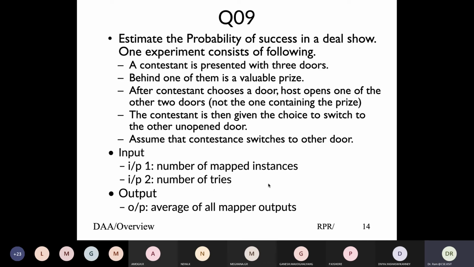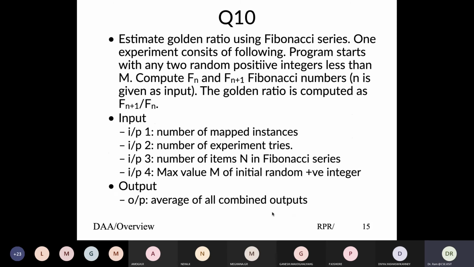Each mapper runs a number of tries and gives the output, and the job of the reducer is to get the output of each mapper and find the average. Your answer should be close to 2/3 if you change the decision. So you are basically looking at, if the contestant changes the decision, what's the probability, and that is question number 9.